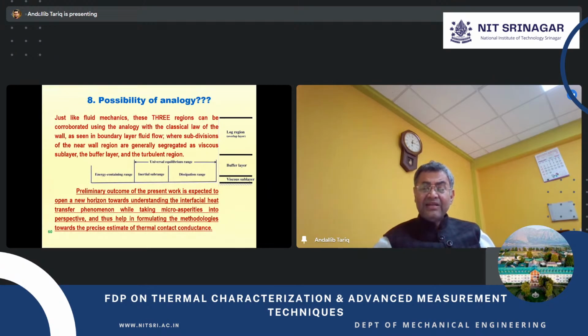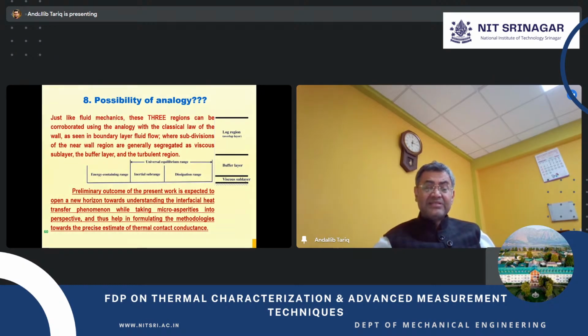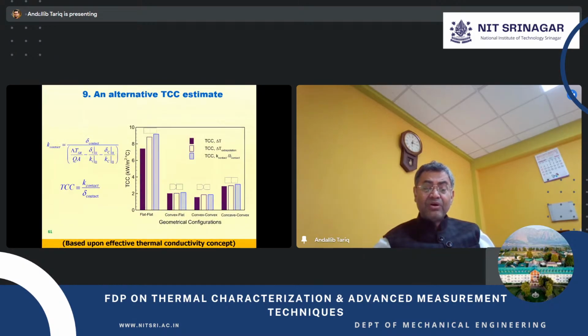And just to stabilize that, for the TCC estimation, we have formulated a concept of effective thermal conductivity, taking the intermediate region with some effective thermal conductivity. Earlier, when the solid is one surface, it is a... and in the effective theory, we have defined some effective thermal conductivity, and on that basis we have evaluated the TCC. So by using extrapolation, delta T, and the effective thermal conductivity, we have just compared.